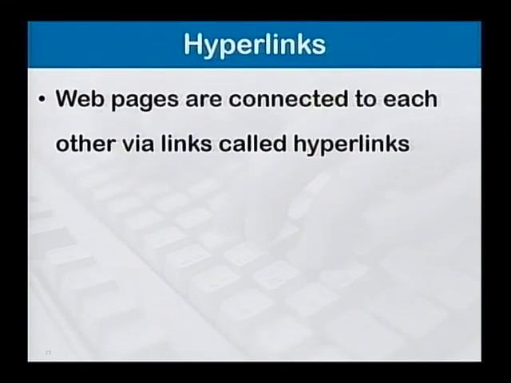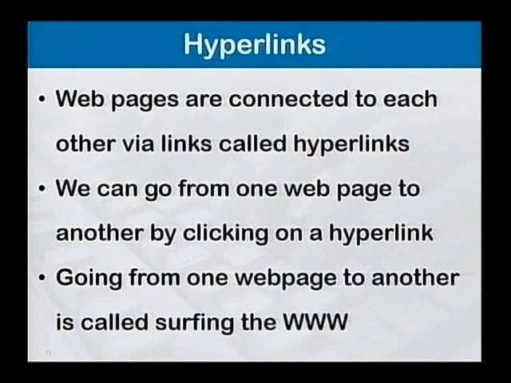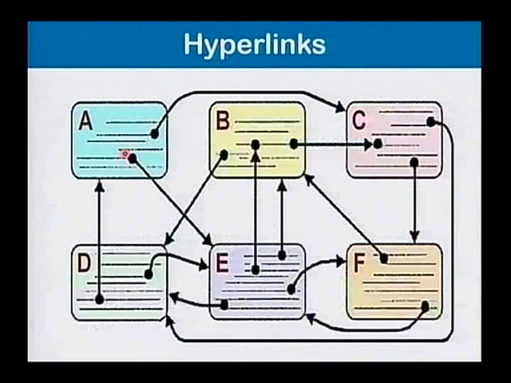Web pages are connected to each other via links called hyperlinks. We can go from one page to another by clicking on a hyperlink. Going from one page to another is called surfing the WWW. Let us see an example of how a hyperlink works. Here you see six web pages A, B, C, D, E, and F.